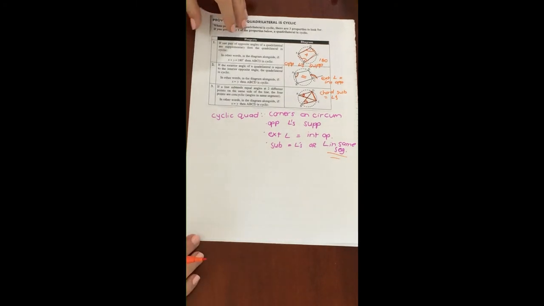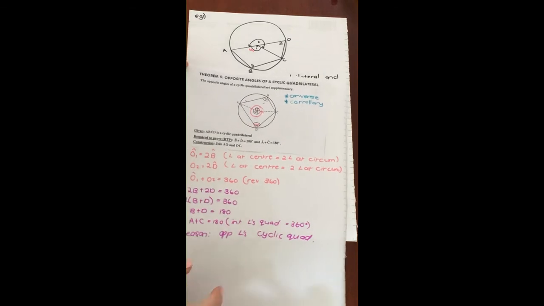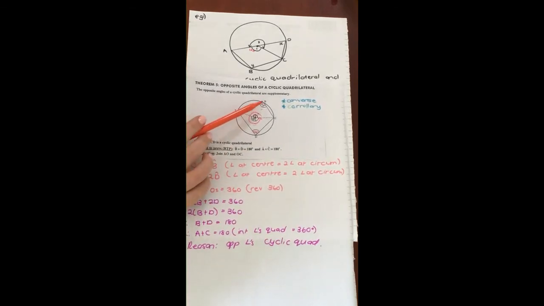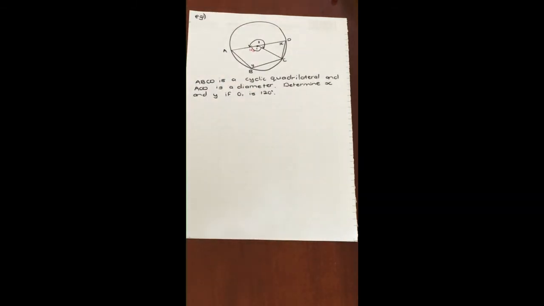Okay, now I'm going to do an example using Theorem 5 and then an example where I prove that something is a cyclic quadrilateral. Okay, so this is an example where we will be able to use this, and just remember, this Theorem 5 is about the fact that the opposite angles add up to 180. Okay, so let's look at it. It says ABCD is a cyclic quadrilateral and AOD is a diameter. Determine X and Y if O1 is 120. So I wrote it in here for you.